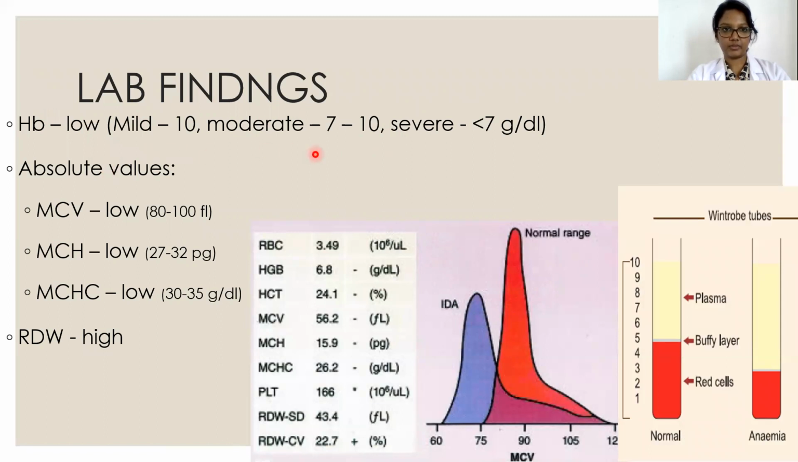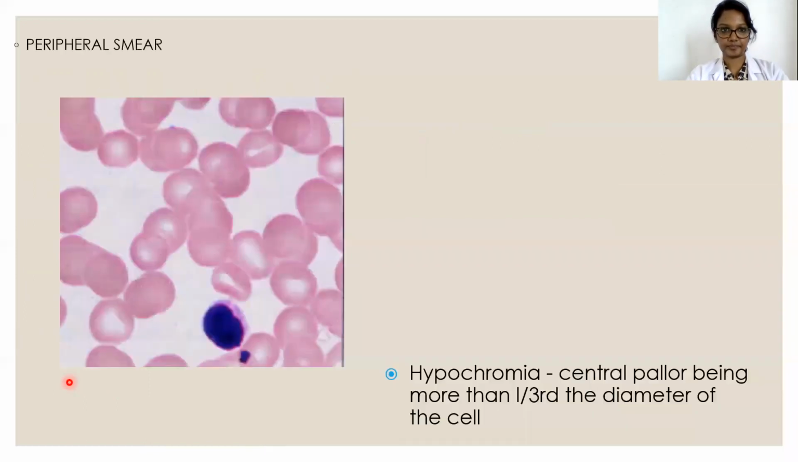Again, the grading of hemoglobin is mild, moderate, severe, and very severe. Mild is less than 10 gram per deciliter, moderate is hemoglobin in the range of 7 to 10, severe is hemoglobin 4 to 7, and very severe is hemoglobin less than 4 gram per deciliter. The MCV, MCH, and MCHC are all below the normal limit, whereas the RDW, the red cell distribution width, will be high.